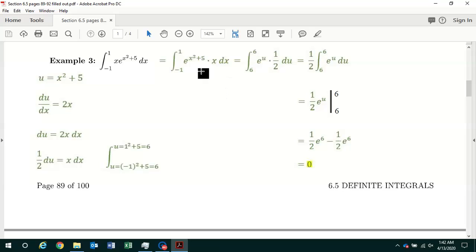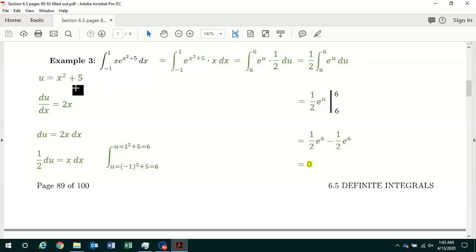Now we do the u substitution, replace x squared plus 5 with u, and we have e to the u, and then we replace x dx with 1/2 du, and so we have the definite integral of e to the u times 1/2 with respect to u. Well, now we have to change the limits of integration, right? Because -1 and 1 apply to the variable x. We have to find the limits of integration for the variable u. And so down here, I find the new limits of integration using our equation up here for u.